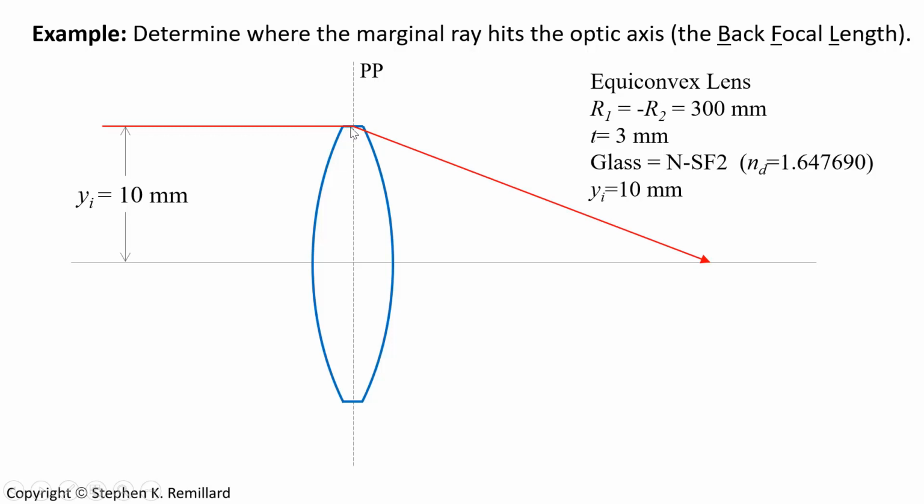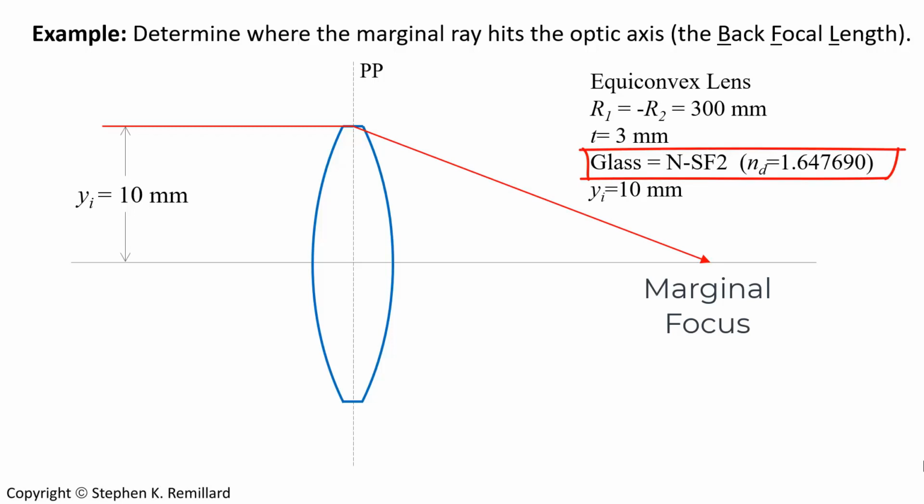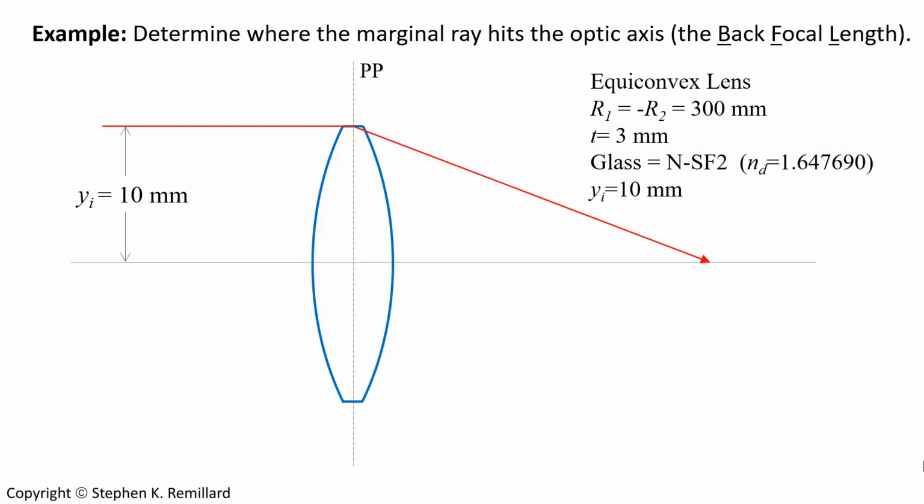entrance pupil. And it strikes the lens and refracts and hits the optic axis at the point of marginal focus. Marginal because this is a marginal ray. Focus because that's where it's hitting the optic axis. We have various givens, thickness of 3 millimeters. For the material, we'll use NSF2, which is a fairly commonly used flint glass with an index of refraction at the D line of 1.647690.